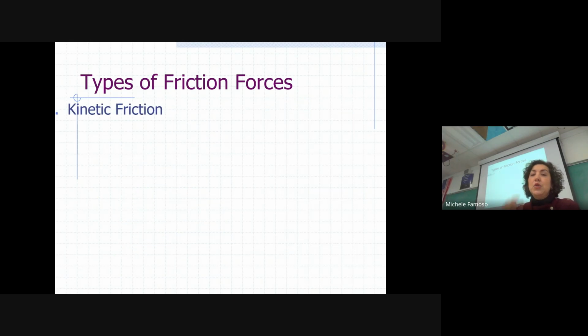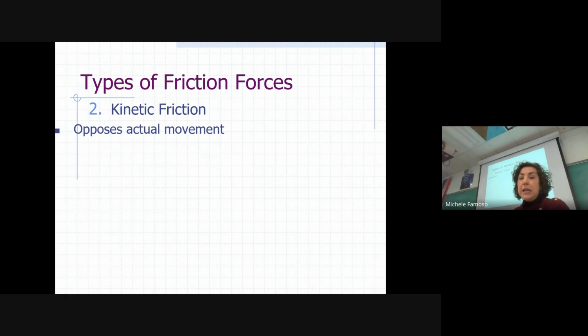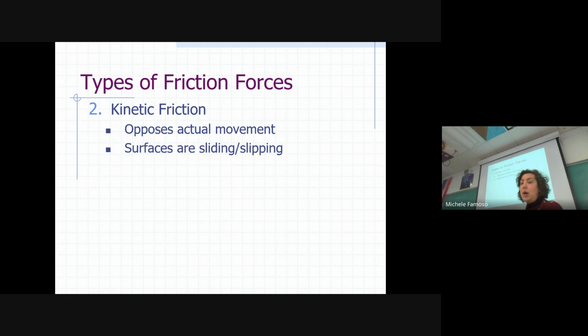Once it begins to move, it changes to a different type of friction known as kinetic friction. Kinetic friction is opposing actual slippage of the two surfaces. The two surfaces now begin to just slide across each other.